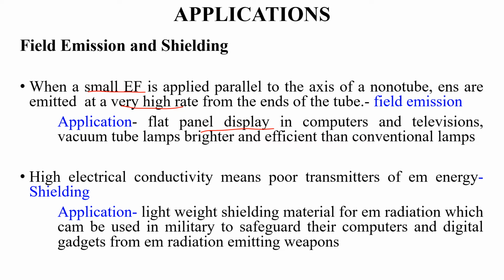High electrical conductivity means poor transmitters of electromagnetic radiation. This is termed as shielding. This property can be used to protect our electronic gadgets like computers from the attack of electromagnetic radiation emitting weapons.